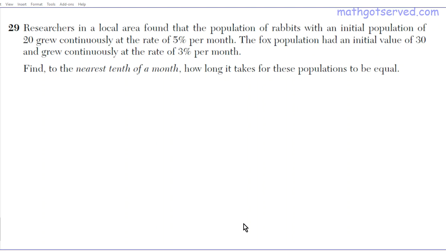Okay, so what we're to do here is basically generate two exponential, or population growth, models and determine the time value when they are going to be equal. Alright, so let's go ahead and write down the formula for continuous exponential growth.